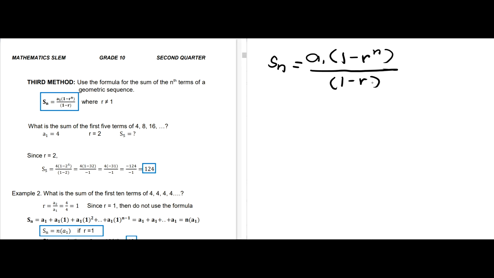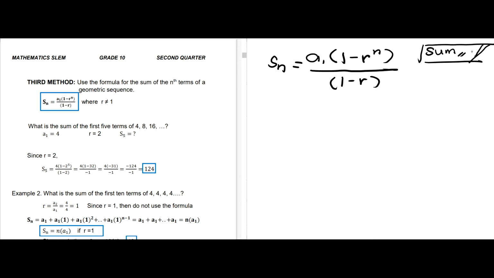So, we just simply substitute all the given numbers to this formula. Take note, this is the sum. Marami na tayong formula, so this one, just remember this for the sum. Okay, next. This is the sum.